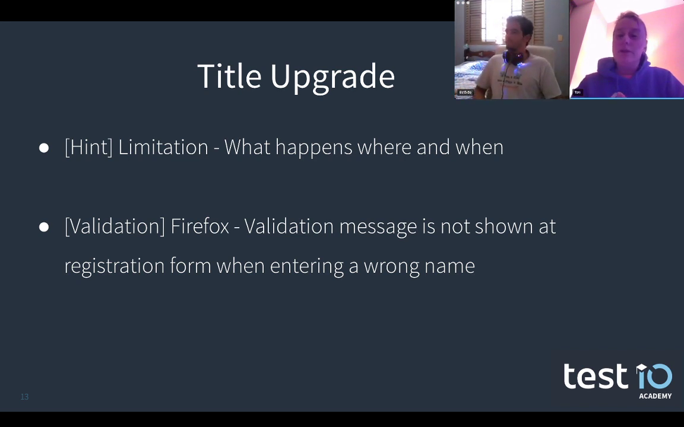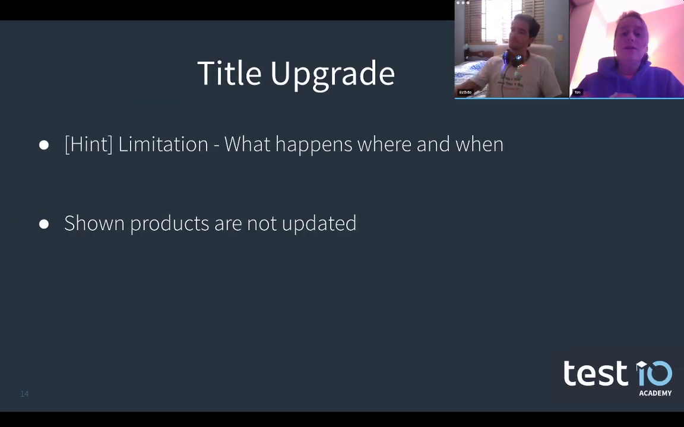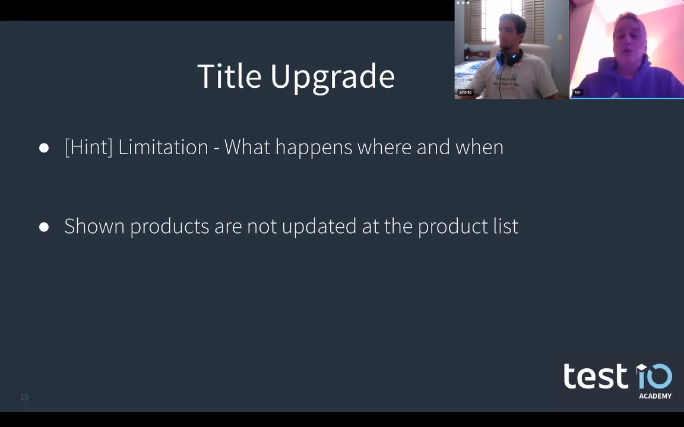To make it more clear, we can go through another example. This time we skip hint and limitation because this will not always occur. So we just directly start with what happens. Shown products are not updated. Where does it happen? At the product list.